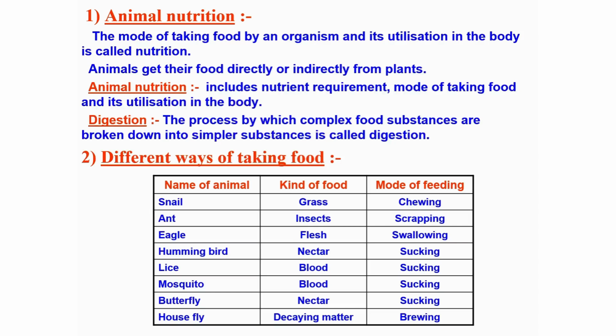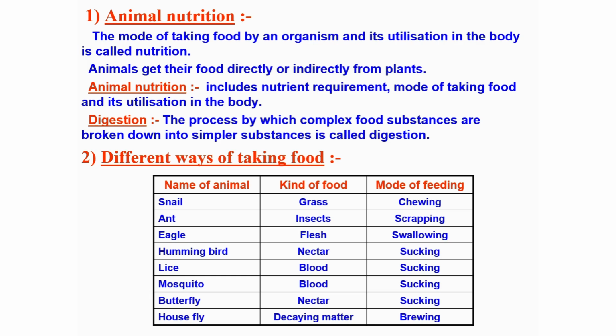Class 7 Science, Chapter: Nutrition in Animals. Animal nutrition: the mode of taking food by an organism and its utilization in the body is called nutrition. Animals get their food directly or indirectly from plants. Animal nutrition includes nutrient requirement, mode of taking food, and its utilization in the body.